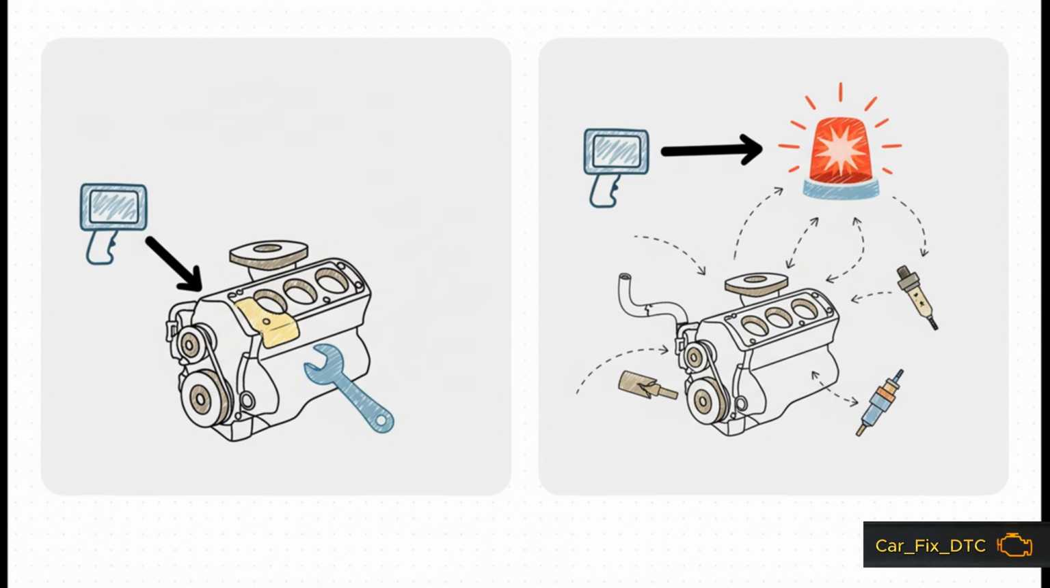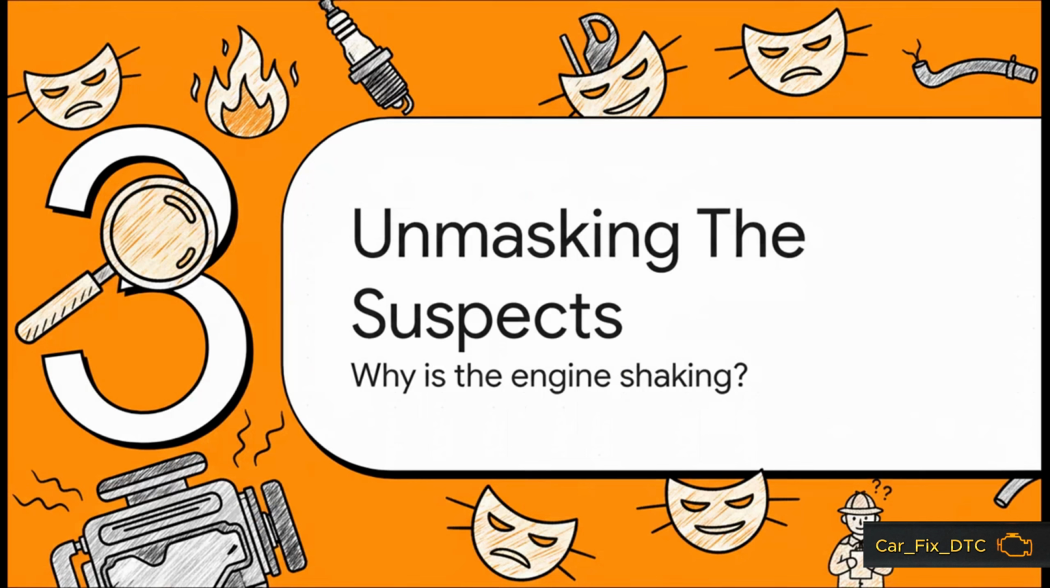The best analogy is a fire alarm. The alarm isn't the fire, right? It just tells you there is a fire somewhere in the building. Our code is the alarm. So, if the code is just the alarm, our job is to become detectives and find the fire. Why is the engine shaking in the first place? Let's go through the most common culprits.